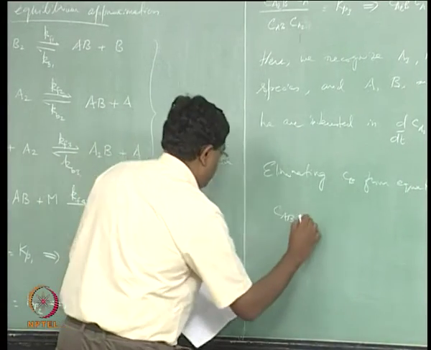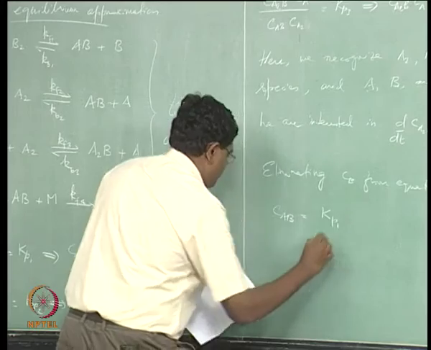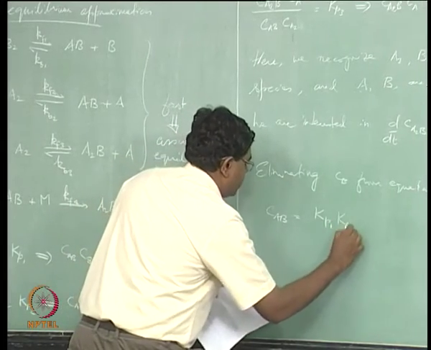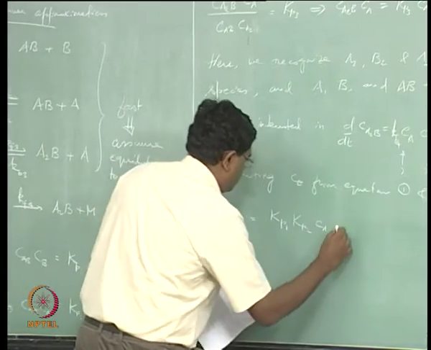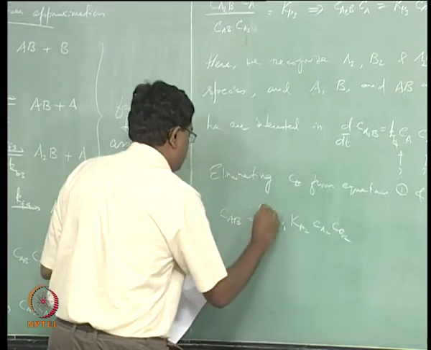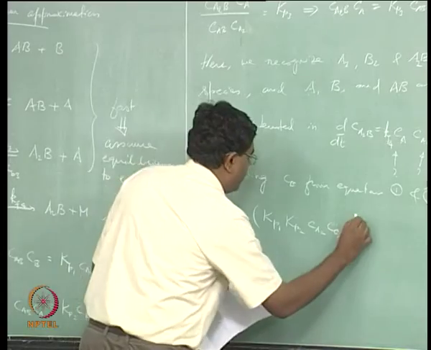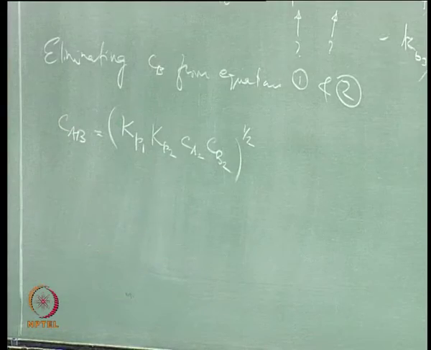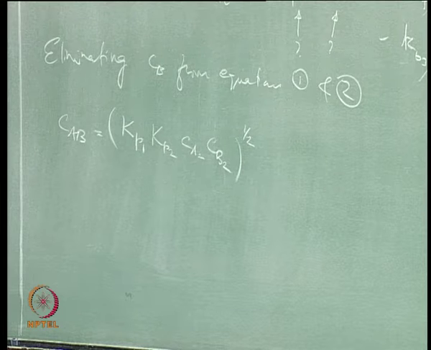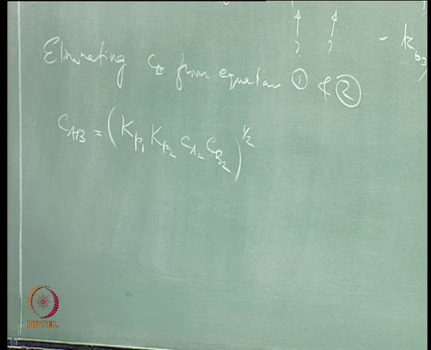C_AB equal to K_P1, K_P2, C_A2, C_B2, the whole to the half. You can work out the mathematics, and you should be able to find that this is the case.